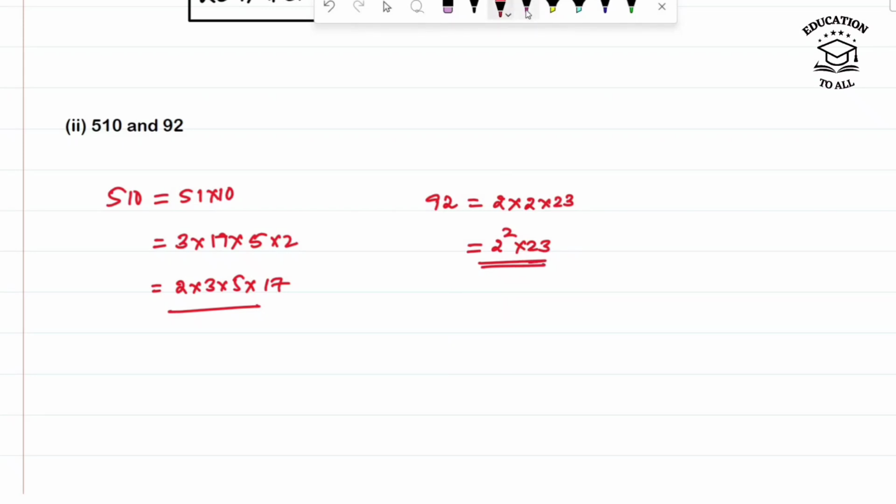Got it? Then similarly we try to find the LCM for the given numbers. So how to take the LCM? First we have to consider the common numbers. 2 here, 2 square here. So I can say that 2 square is common, and there is no 3 here, so we have to consider it even though, and there is no 5, that also must be multiplied.